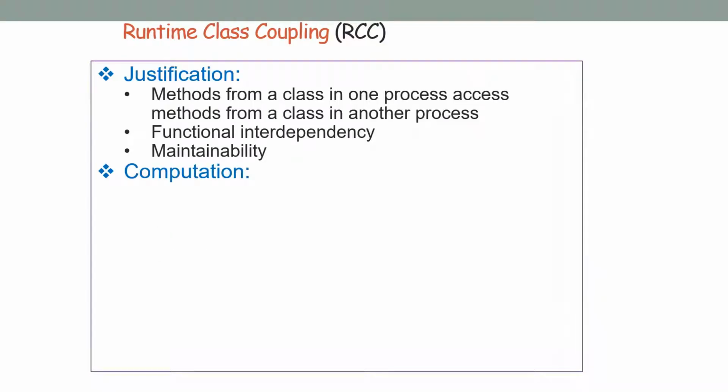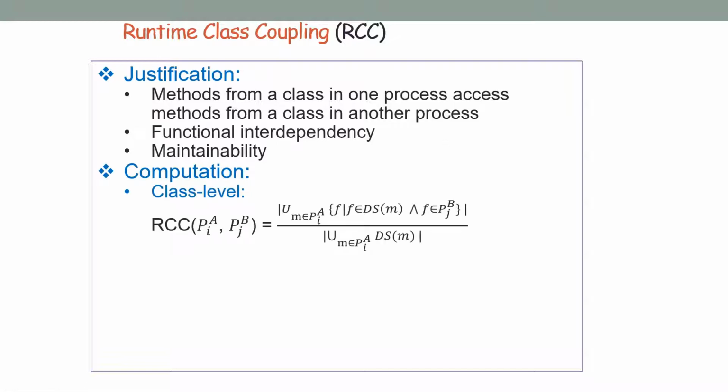The next IPC metric I introduce is RCC, runtime class coupling, which measures IPC coupling in terms of the extent to which methods from a class in one process rely on or interact with methods from a class in another process. RCC indicates functional interdependency. It can be used for assessing maintainability. I define and compute RCC at class level, process level, and system level.